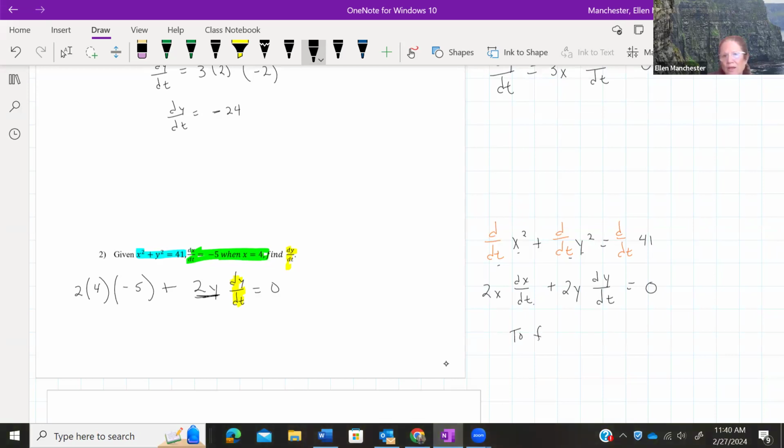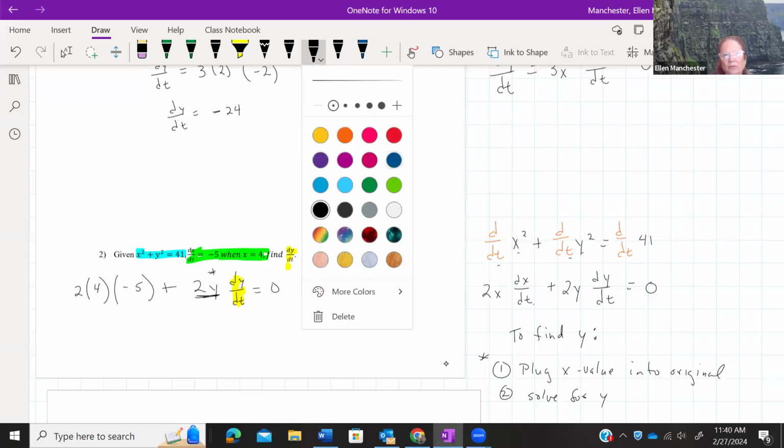So to find y, you're going to plug the x value into the original function. And then you're going to solve for y. Okay, so sometimes you got to do this. Sometimes you do, sometimes you don't. It just depends on how it's laid out. Okay, so I'm going to do that right here. I'm going to do it in a different color just so that it keeps it separate.